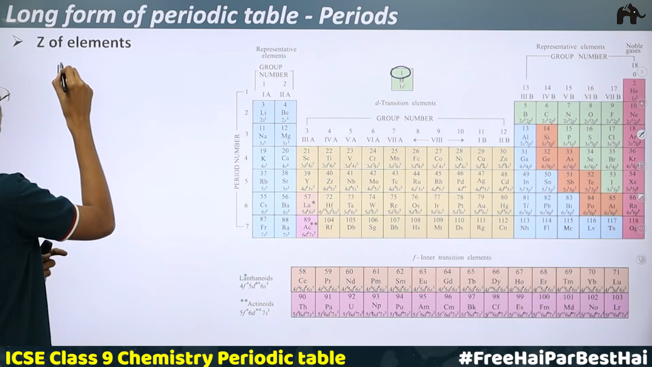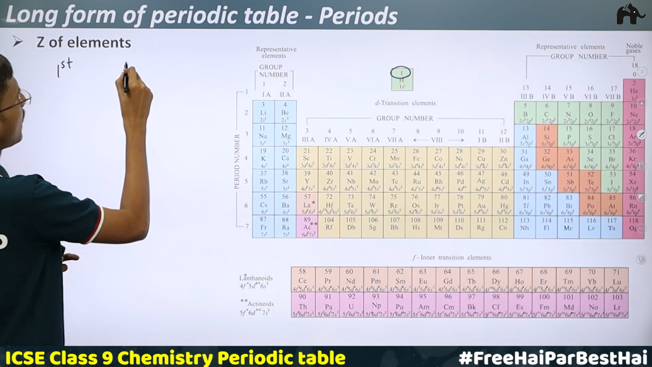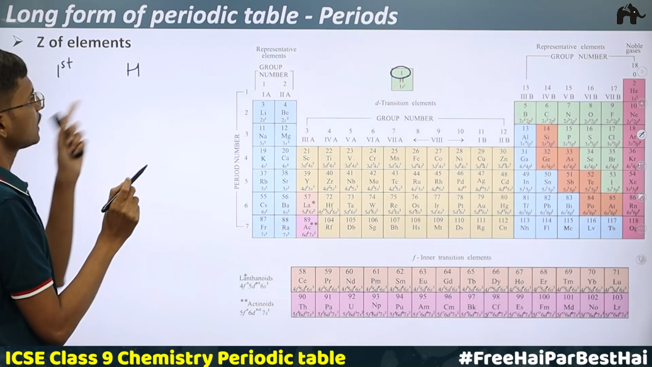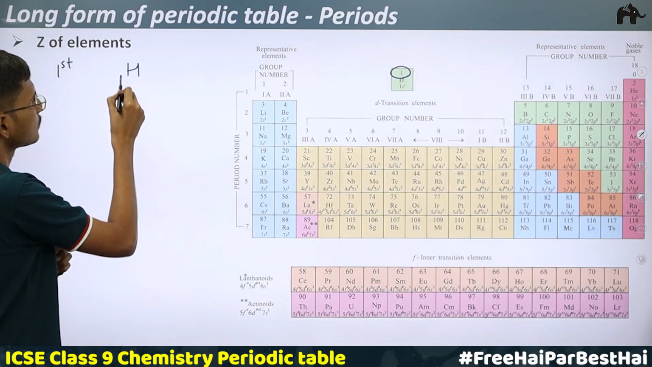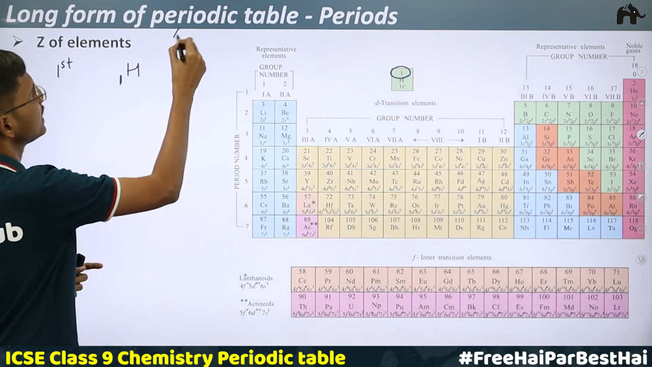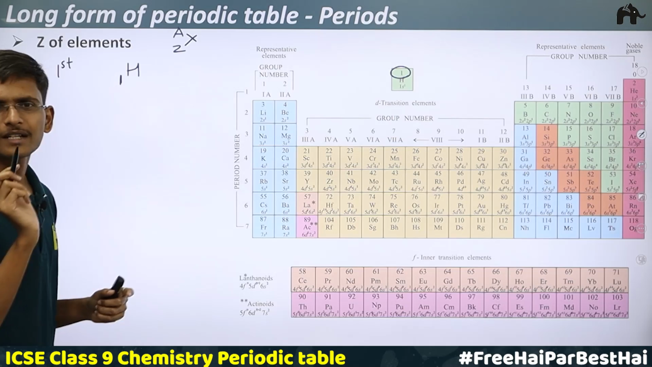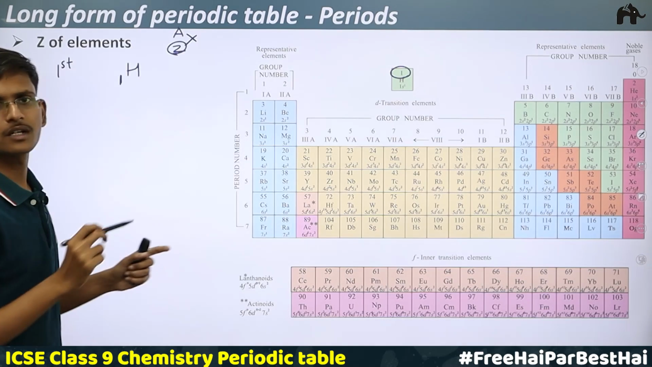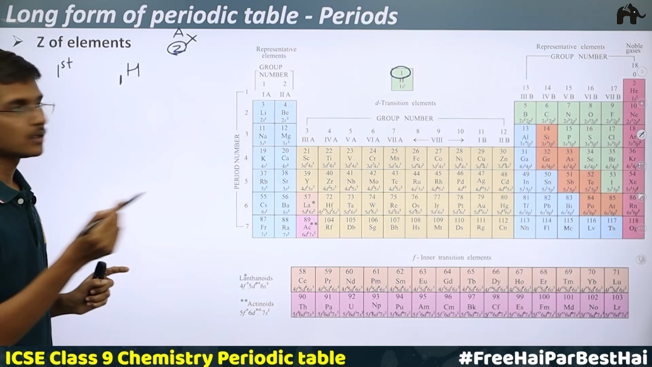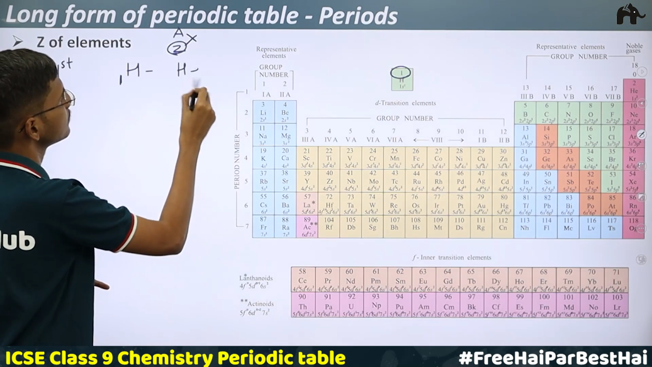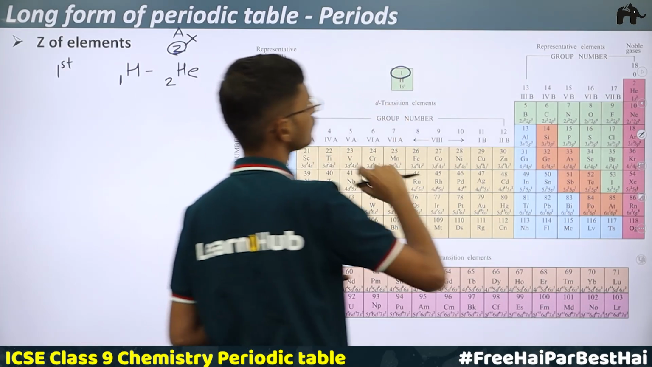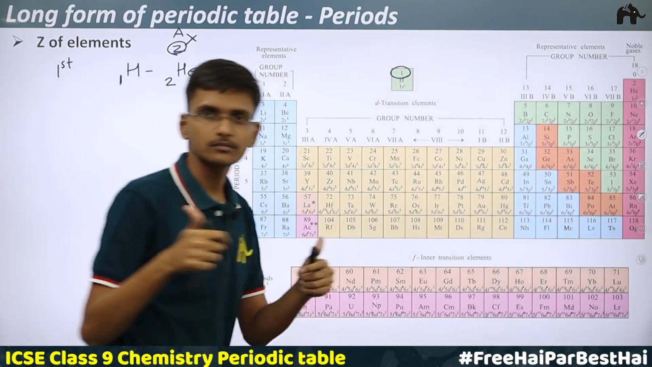So I'm writing here first period, it's starting from hydrogen. Now its atomic number, I'm writing atomic number here down, 1, because we represent the element's symbol as A X Z, right? So no need to write the mass number, we are just talking about atomic numbers. So I would just write the symbol and the atomic number, that's it. So hydrogen 1 to helium 2, right? Because there are only 2 elements in this period, from hydrogen 1 to helium 2, correct?